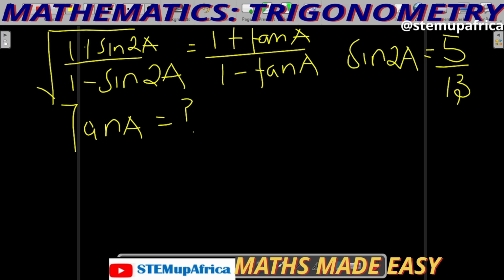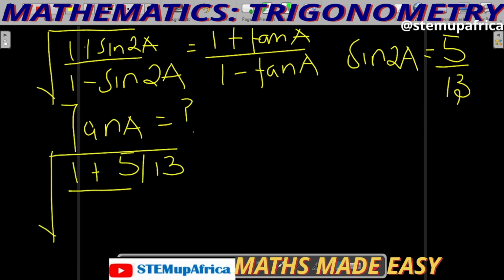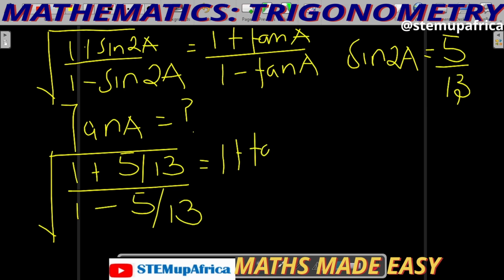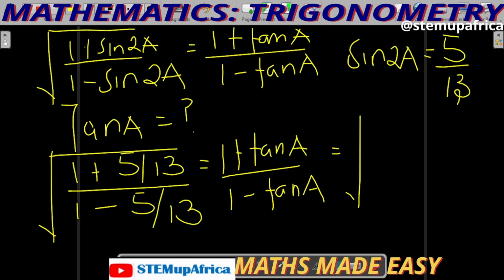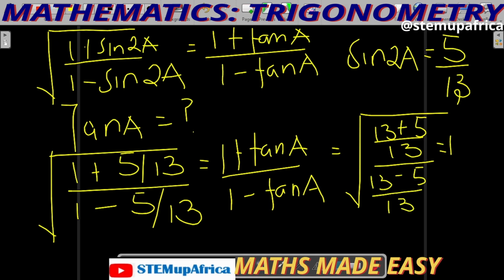So if I see sine 2A, I will substitute 5 over 13 in that expression. So what are we having if we do that? We're having the square root of 1 plus 5 over 13 over 1 minus 5 over 13 is equal to 1 plus tan A over 1 minus tan A. We are looking for the value of tan A. So if I simplify by taking LCM in the square root, I'm going to have root of 13 plus 5 over 13 over 13 minus 5 over 13 is equal to 1 plus tan A over 1 minus tan A.